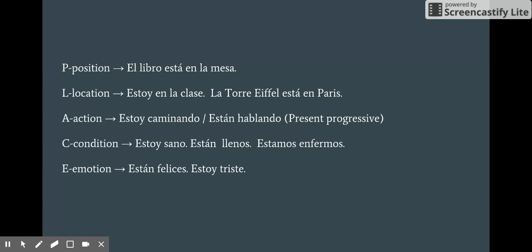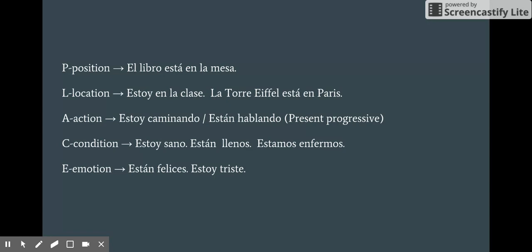For action, we'll learn about this, I believe, in chapter 3 with the verbal tense of the present progressive. But for now, just know that when using the present progressive, you use the verb estar. Condition, it's a temporary state that you're in. So estoy sano, I'm healthy. Están llenos, they're full after eating a big meal. Estamos enfermos, we're sick. So it's more a condition state that you're in. And finally, emotions. Están felices, they're happy. Estoy triste, I'm sad. Generally emotions.